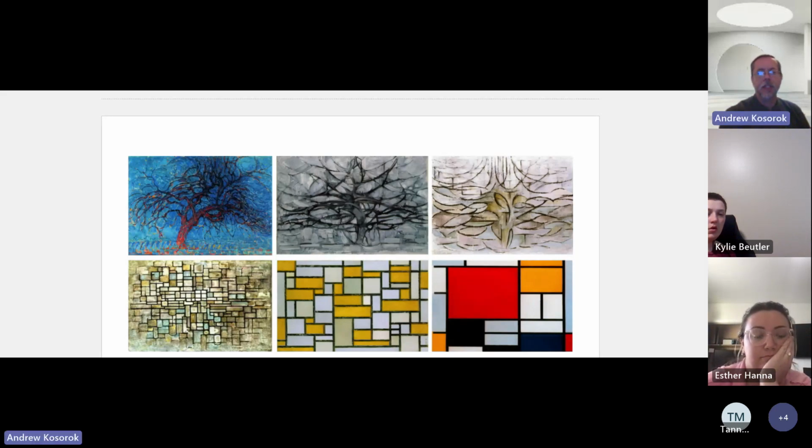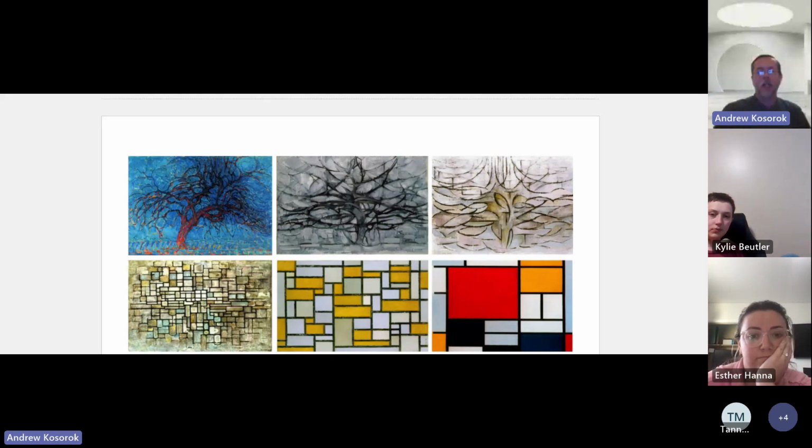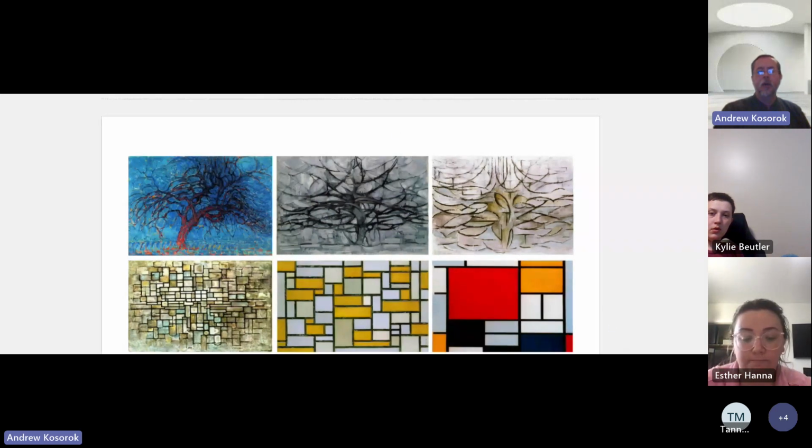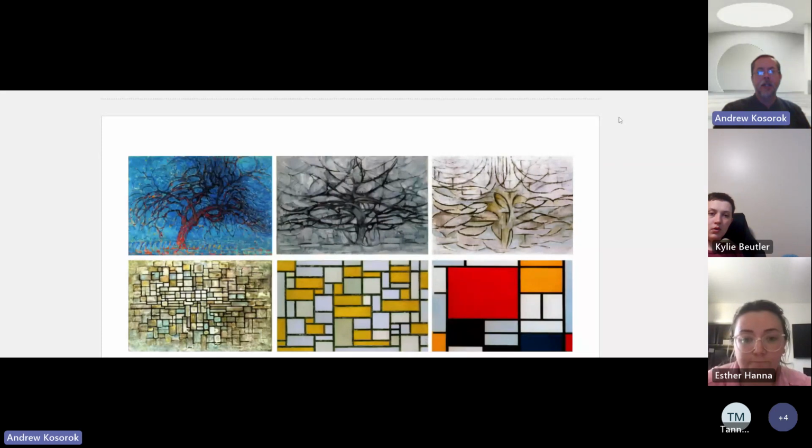When you can get a communication, at this time that he was active, all of a sudden you can get a communication across the Atlantic in a matter of moments. I mean, the world was expanding and moving rapidly at a pace that was entirely unprecedented. And my personal opinion, looking at what Piet Mondrian was doing, is that he was trying to express the cityscape and his environment around him, but expressing it in a way that was simplifying as much as possible.